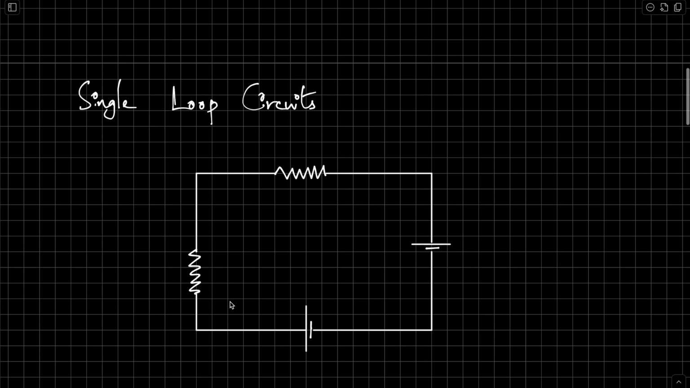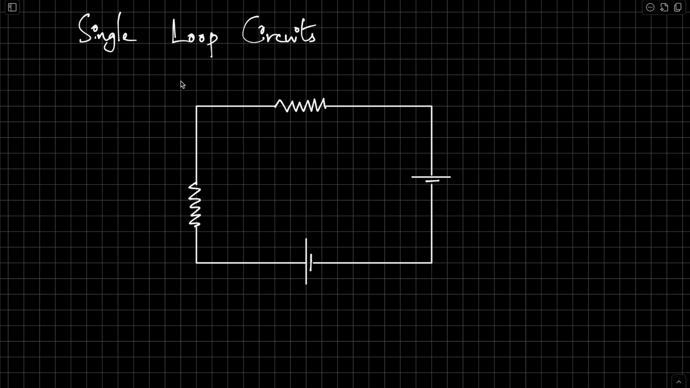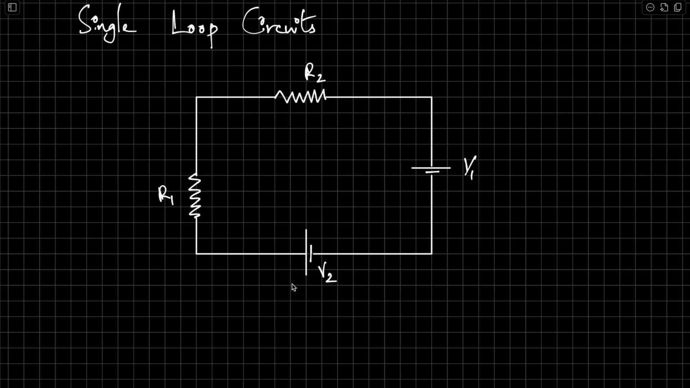Single loop circuits. That's our topic for today. So single loop: starting from this point, we're coming back to the same point. That's a loop, right? And in this circuit, we have only a single loop. So how do you find the current and voltage in the circuit? Let's call them R1, R2, V1, and V2. We're going to apply Kirchhoff's laws here.